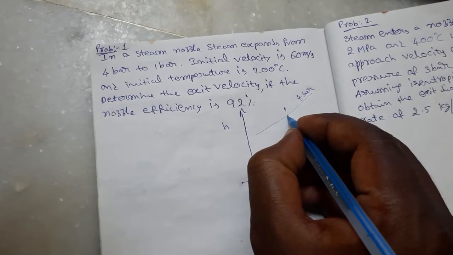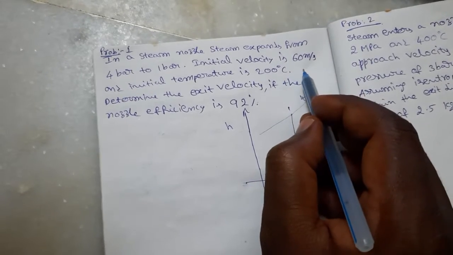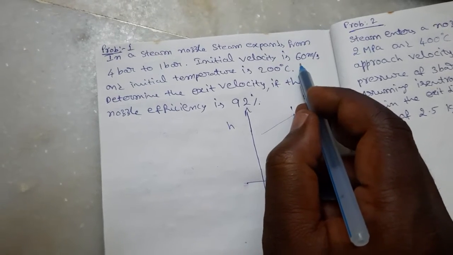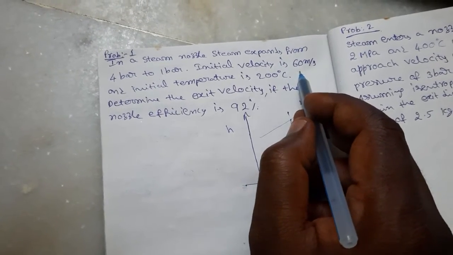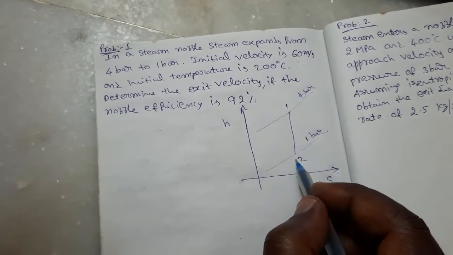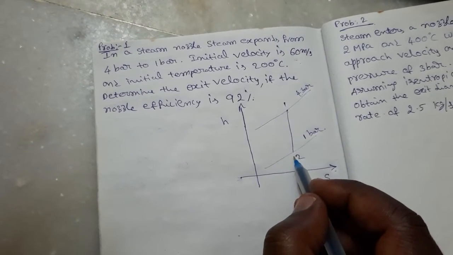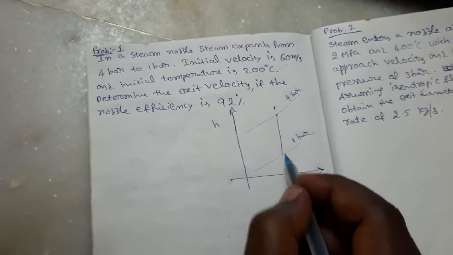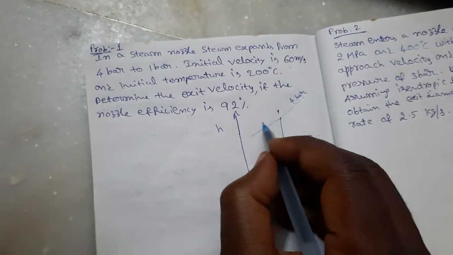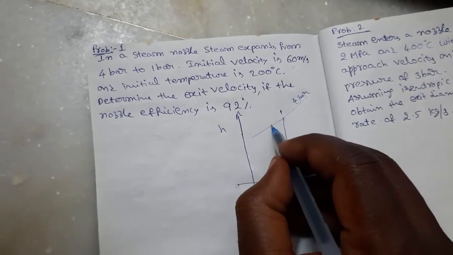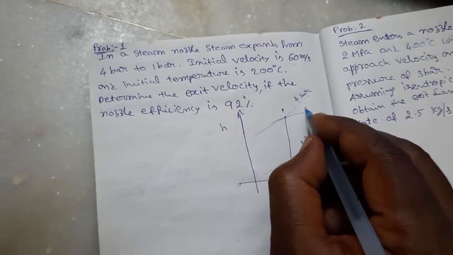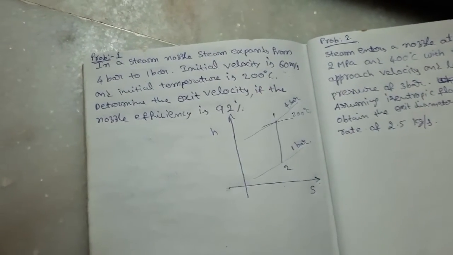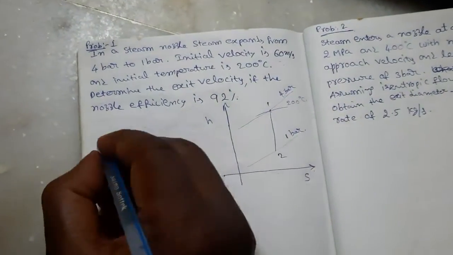So we know that at state 1 the velocity is 60 meters per second. Before entering the nozzle, the velocity of steam is 60 meters per second. Then find out the velocity of steam at the exit of the nozzle, and the temperature is also given, 200°C. We have to calculate V2.